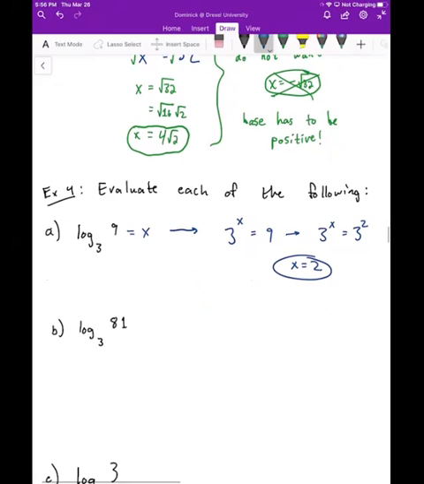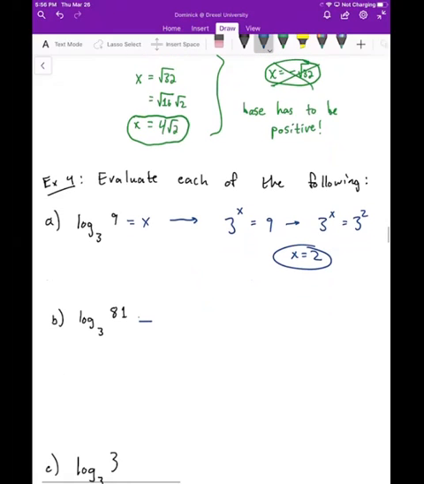All right, part B, very similar. We're going to say that this equals x and convert it. So this is 3 to the x is equal to 81. And of course, if we write 81 as a power of 3, if you do 3 to the 4th, that will give you 81. So this is becoming 3 to the 4th. And then, of course, that allows us to say that x is equal to 4.